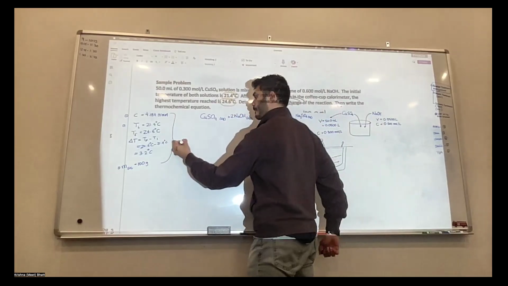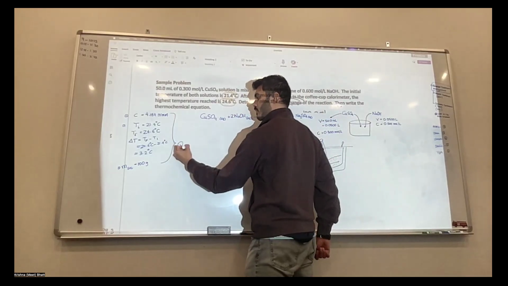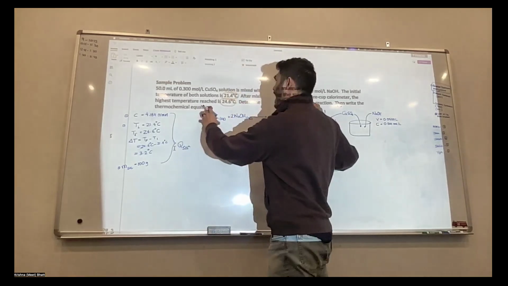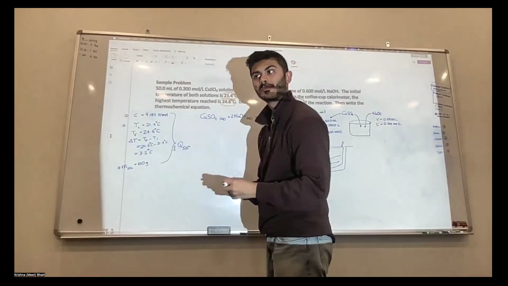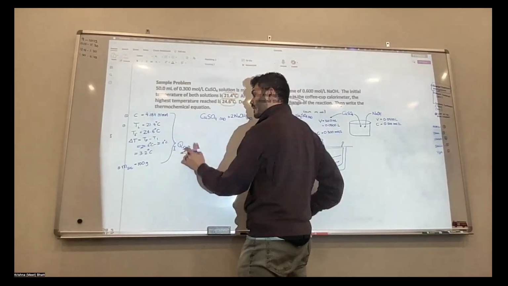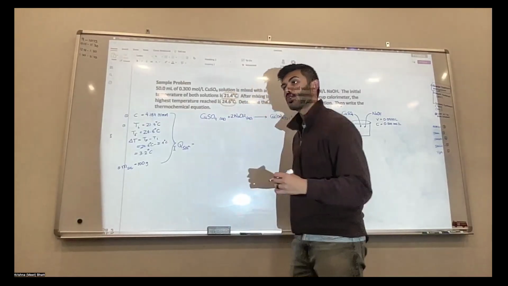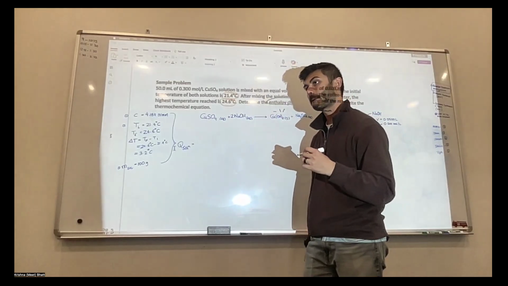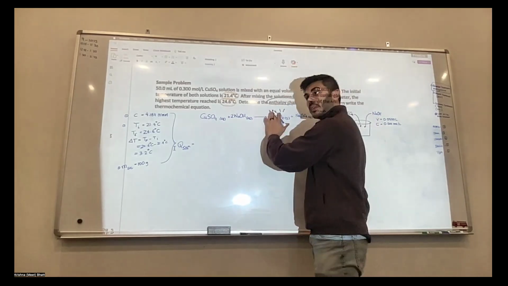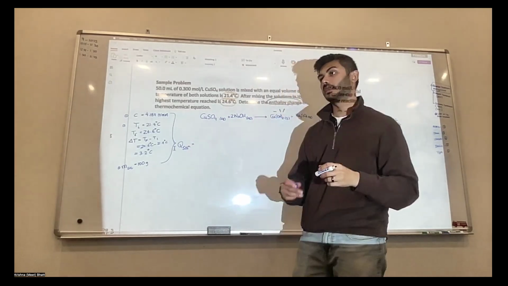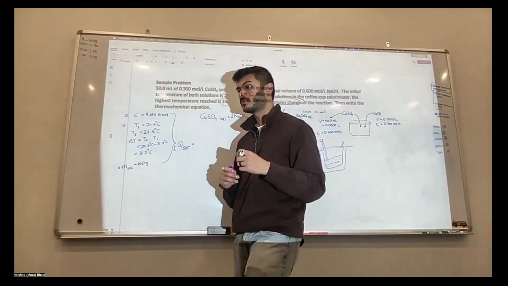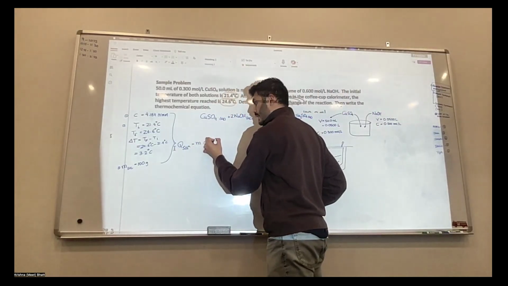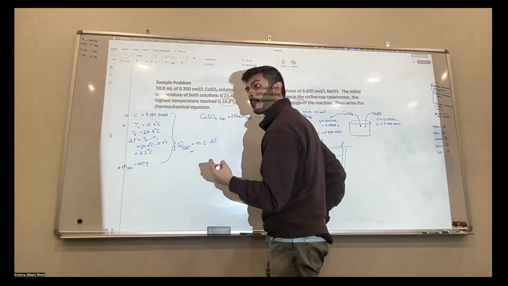Q of what? Q of surrounding. Yeah, in this case, that is the solution. This right here is the reaction. This right here is the solution. The Q of the solution over here, how do I find that? Yeah, for sure. But how do I find the Q of solution itself, value-wise? MC delta T.